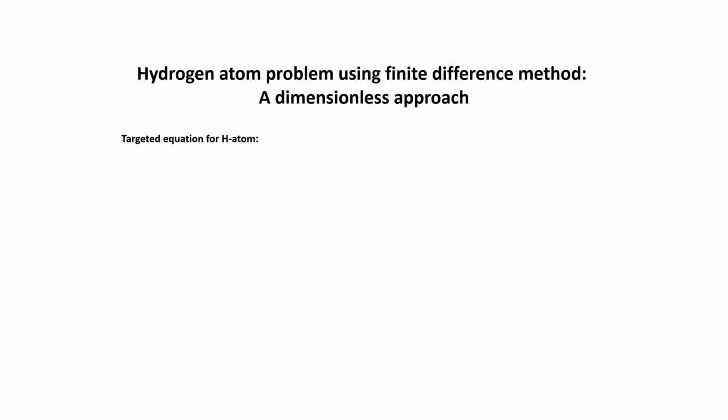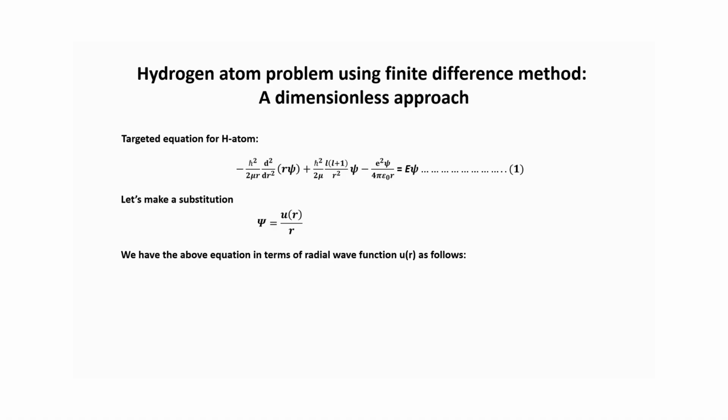So the targeted equation for the hydrogen atom has been represented by equation 1. Let's make a substitution by putting psi equal to u(r) by r, so that the above equation can be written in terms of the radial wave function u(r) as follows.